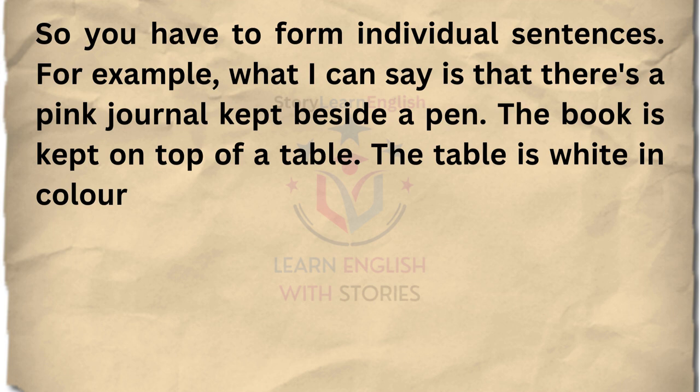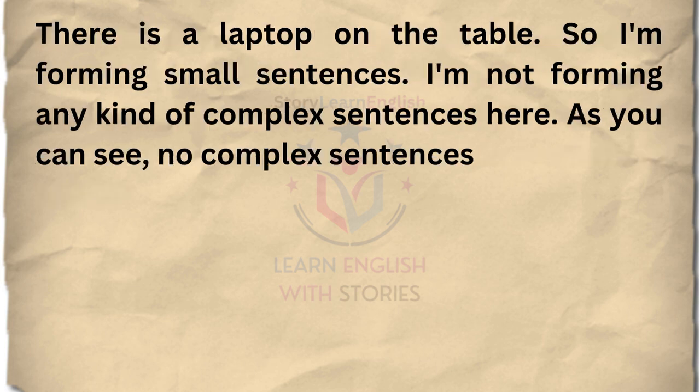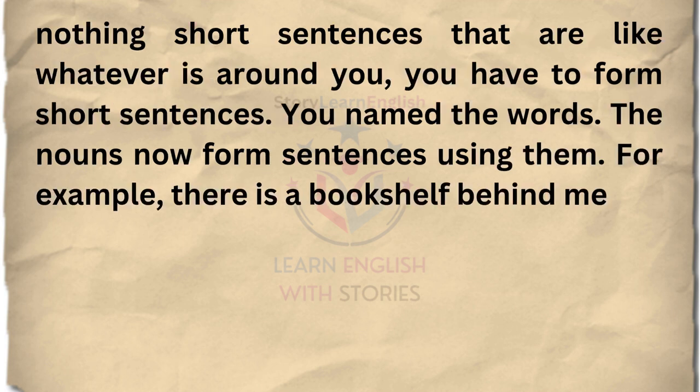For example, what I can say is that there's a pink journal kept beside a pen. The book is kept on top of a table. The table is white in color. There is a laptop on the table. So I'm forming small sentences. I'm not forming any kind of complex sentences here. As you can see, no complex sentences, nothing, short sentences about whatever is around you. You have to form short sentences. You named the words, the nouns, now form sentences using them.